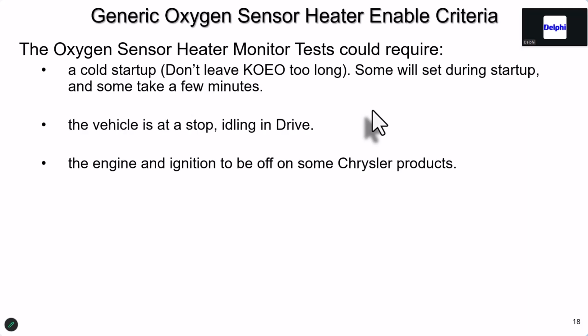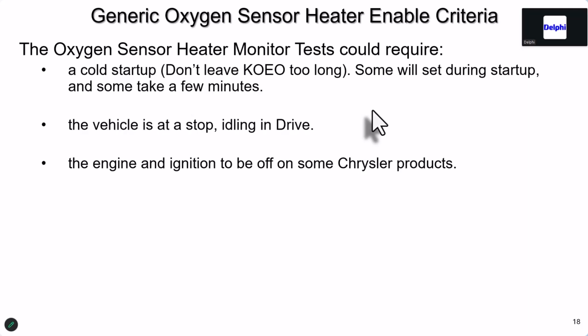And the key is, I'm going to show you this in the next slide. Don't leave the key on too long in some cars, because what will happen is, like GM's, it can void it out. Some will test during startup, and some take a few minutes after startup, which I'll show you. Some can run at a stop, idling and drive. And that same vehicle I'm going to show you will run it at cruise, depending on how you started it up, what temperature it was at.